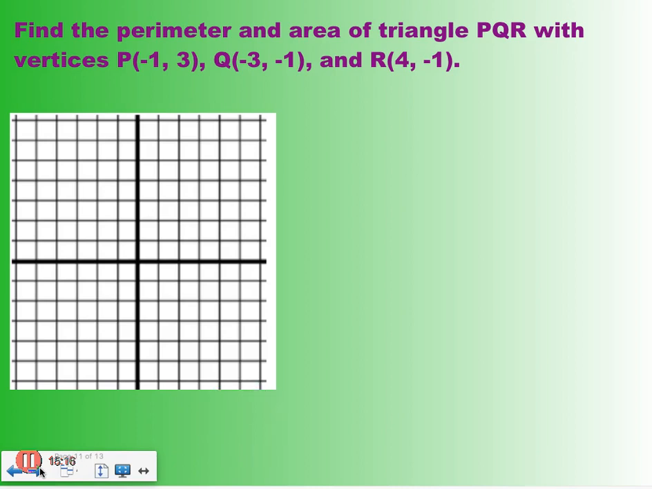So P is at negative 1, 3. I'd probably label them because that will help us. That's P. Q is at negative 3, negative 1, and R is at 4, negative 1. Now I'm going to connect my triangle.